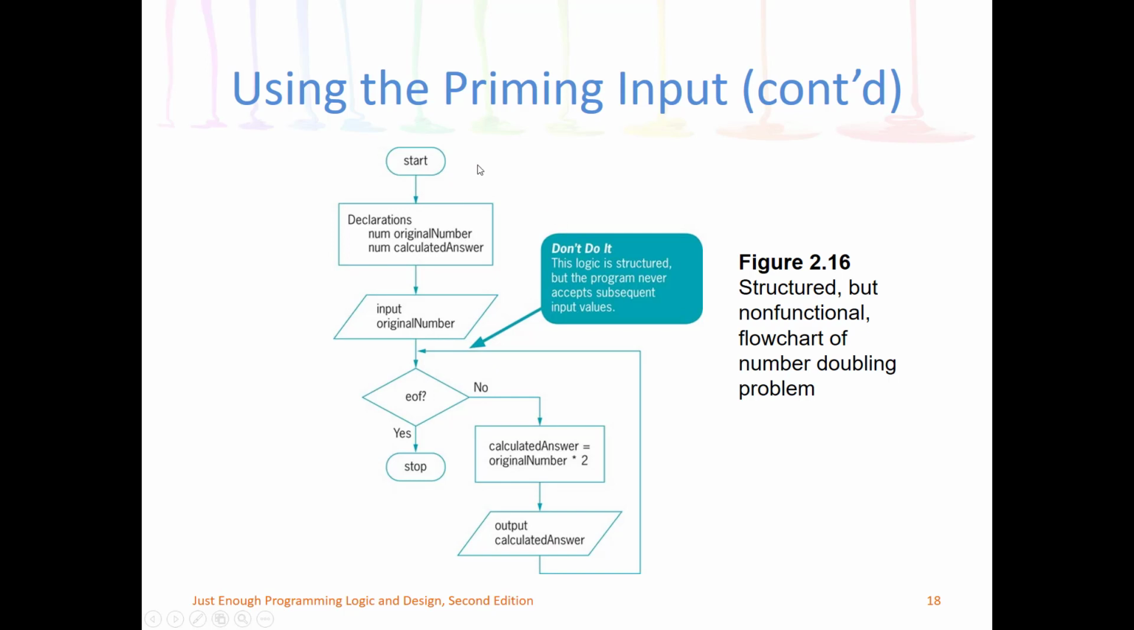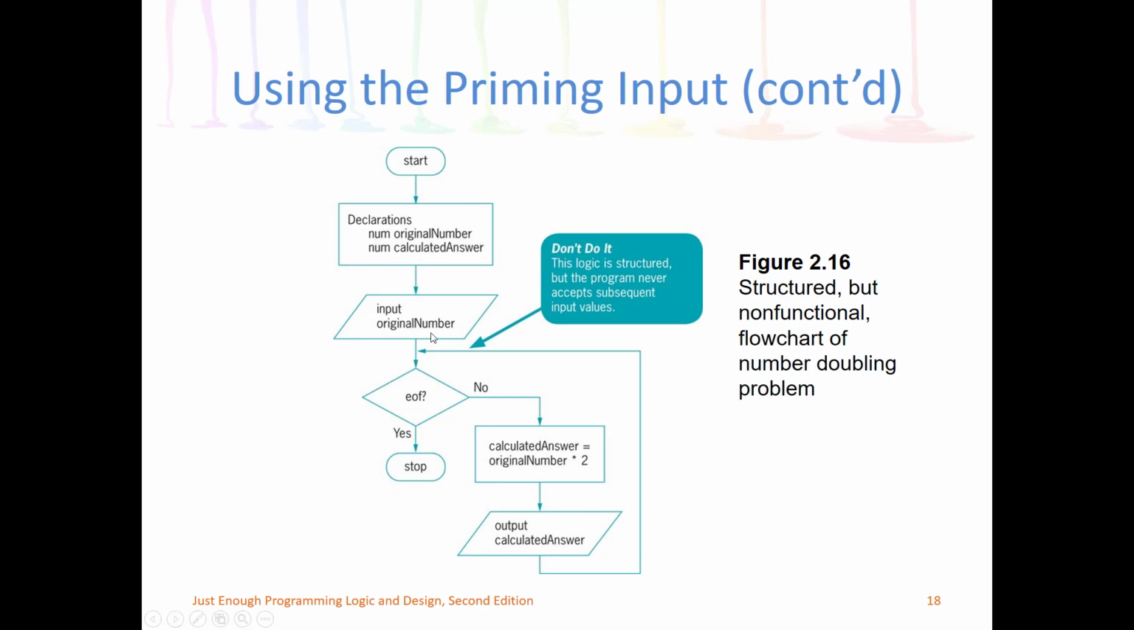Okay, now the priming read. This is what's called a priming read. The logic is structured because now this loop is coming right back to the decision, but there's a logical error in that it's not going to do what was intended, what the other program did.